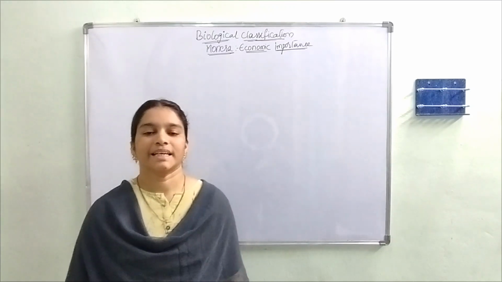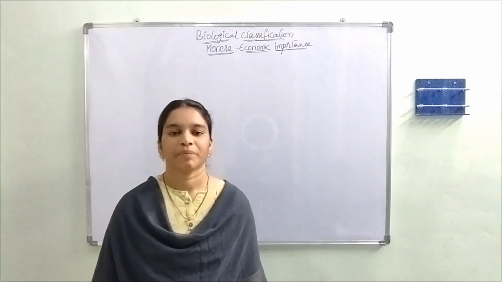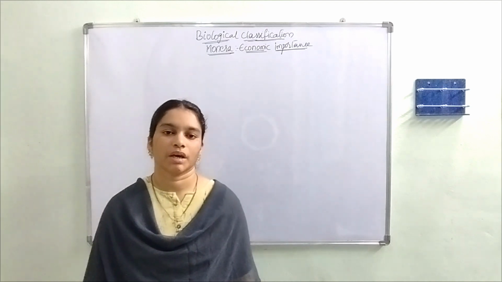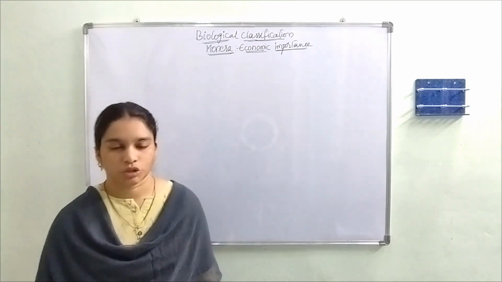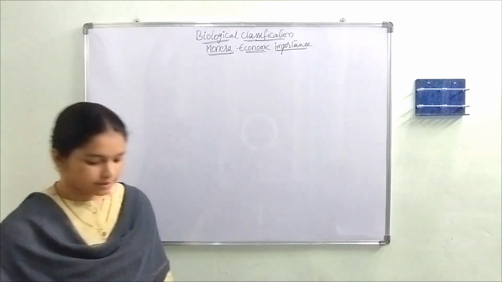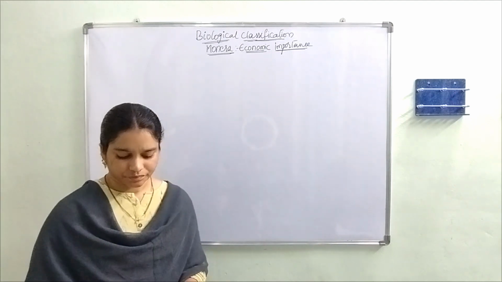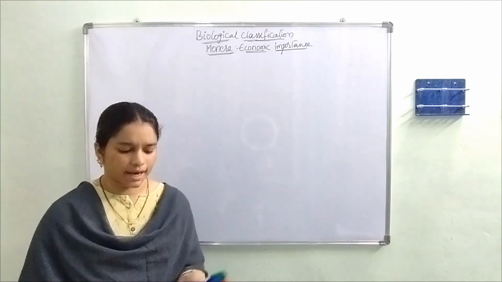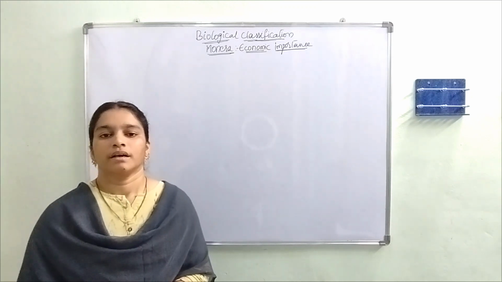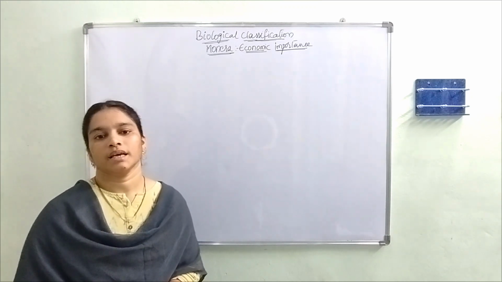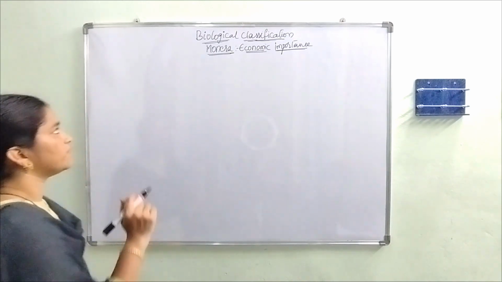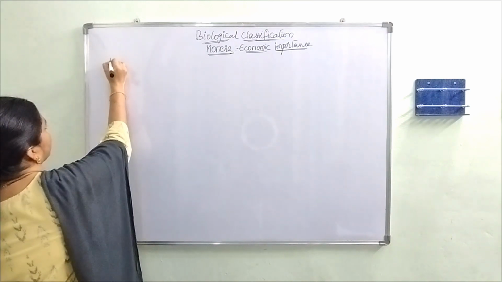Students, in the earlier class we have discussed the archaebacteria, the ancient bacteria. In this class we are going to start with the topic Monera and their economic importance. Bacteria are of two types: harmful and useful bacteria. Useful bacteria yield us the economy. So let us start with the useful bacteria in the economic importance.